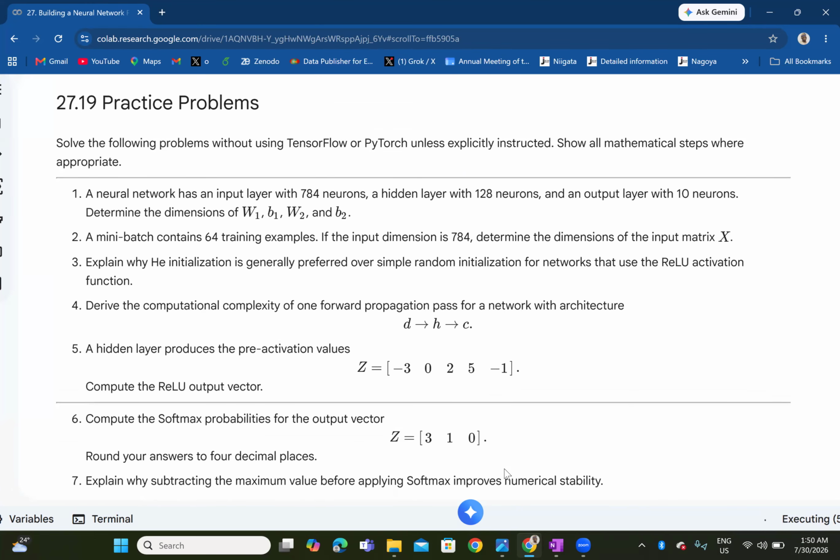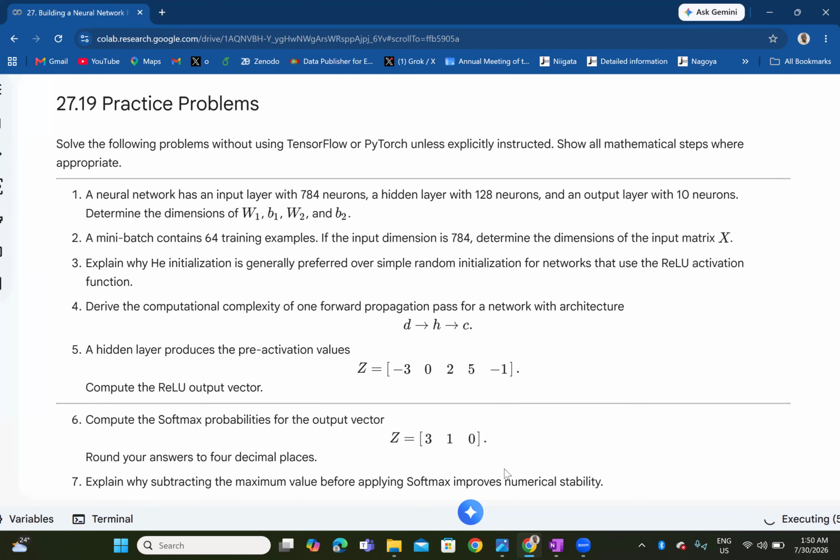So at the end of the day, we have these practice problems, and I get to solve two of them. In this case, I'll be taking care of questions. Let me see now. I think it's two parts of this. Let's check. Solve the following problems without using TensorFlow, because we are building from scratch, right? Without using TensorFlow or PyTorch, unless explicitly instructed, show all mathematical steps where appropriate. And here I'll be taking care of questions 5 and 17.